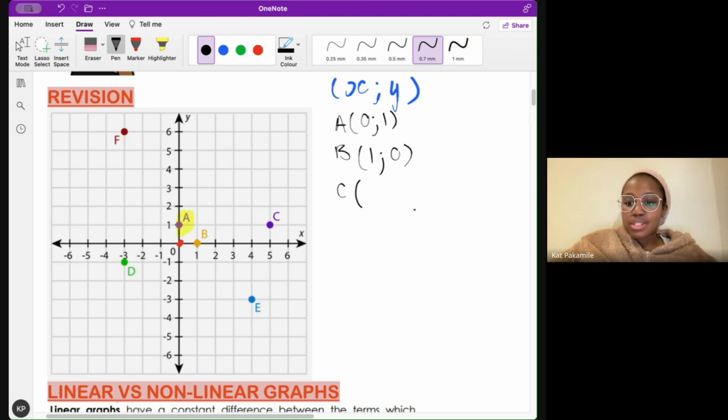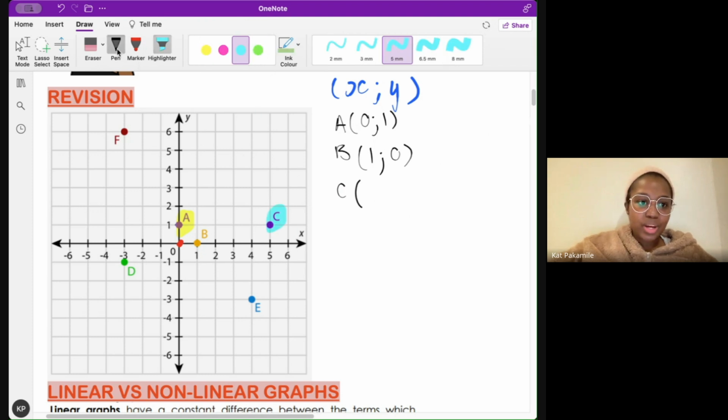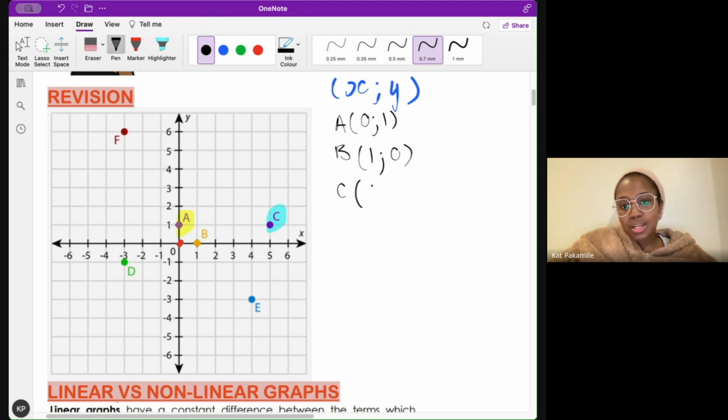Let's see what we have for C. C is over here, guys, the blue one. We have moved right how many times and up how many times? That is correct, Alice. We started off here and we moved 1, 2, 3, 4, 5 to be in line with the point C, and we've moved up once.